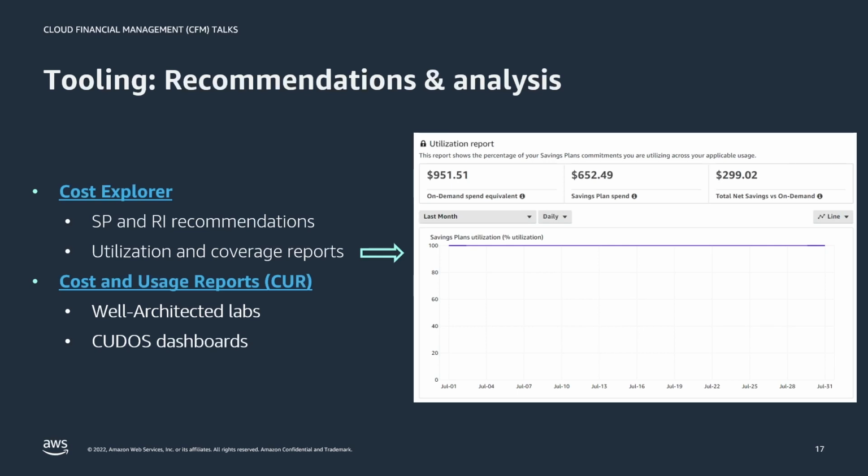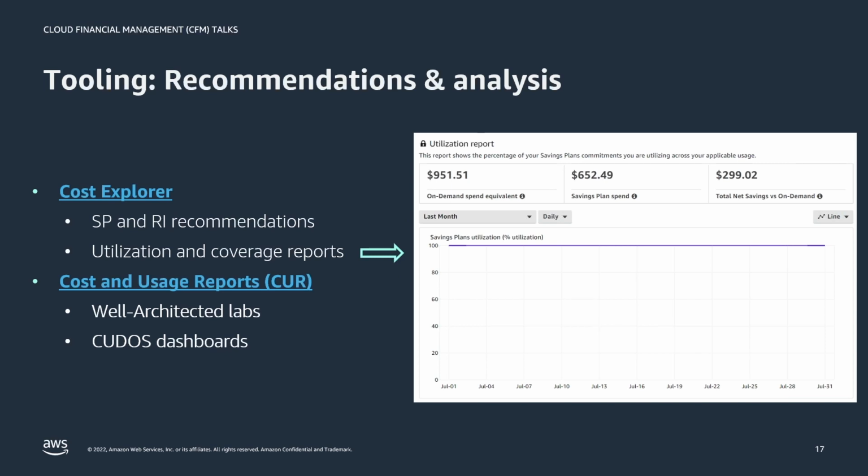Now, shifting away from tips a little bit, we'll talk about management tooling. And what I mean by management tooling really is not necessarily recommendations for making a savings plan purchase. It's more so after the fact. We already have a savings plan in place. How can we manage it and get better data out of it?